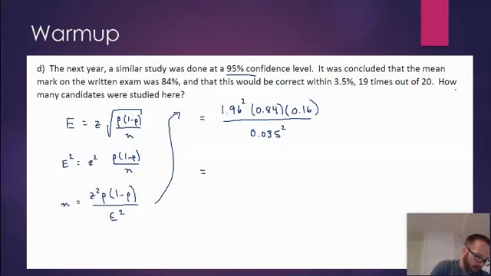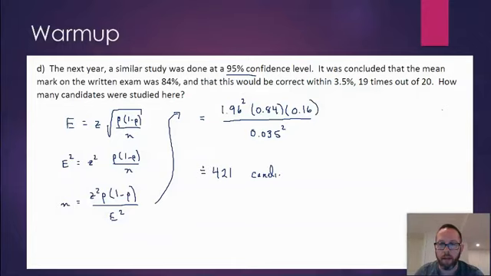So 1.96 squared times 0.84 times 0.16 divided by 0.035 squared. So about 421 students or candidates.